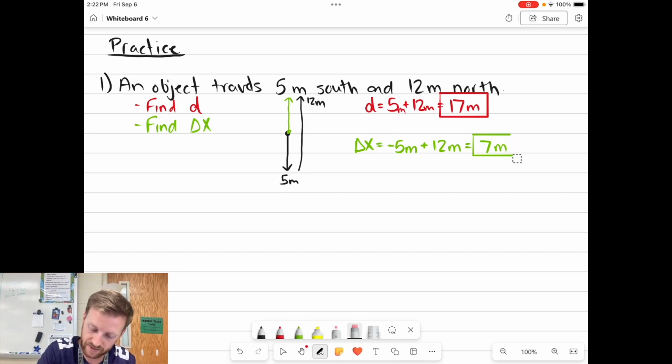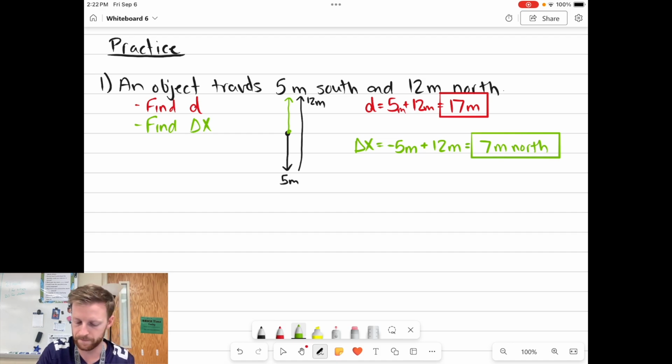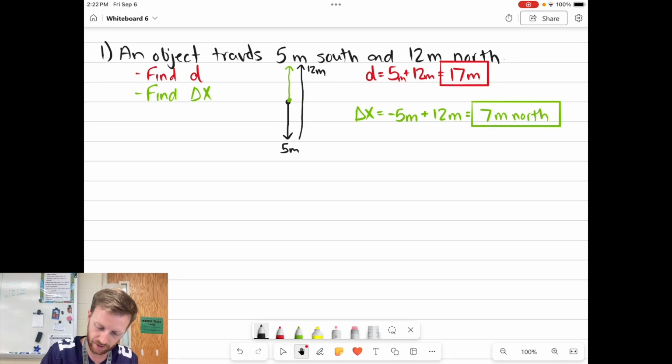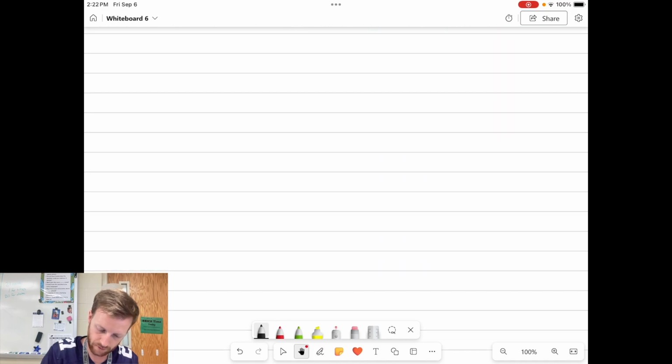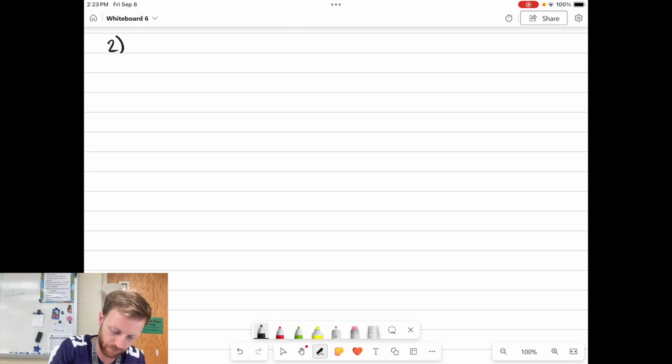Now, I am missing a bit of information here. I need to mark where I am. So I'm actually 7 meters north. Don't forget to mark that direction. That's important. All right, let's do one more. This one might be a little bit trickier. It's our second practice here.